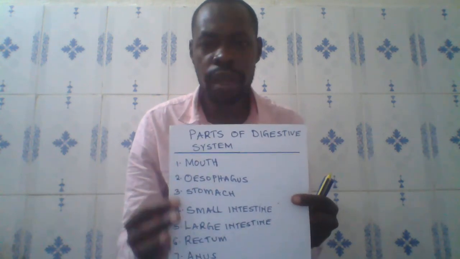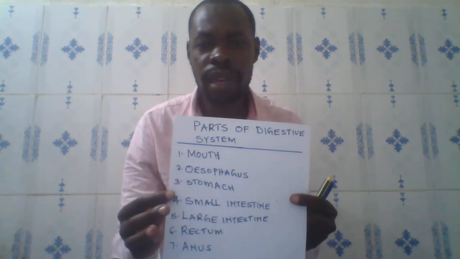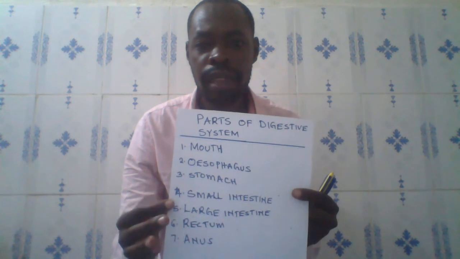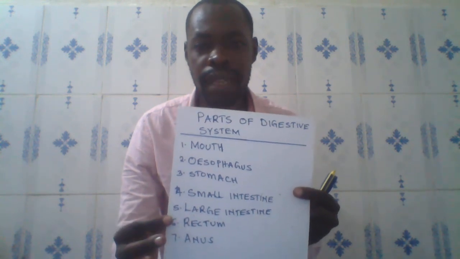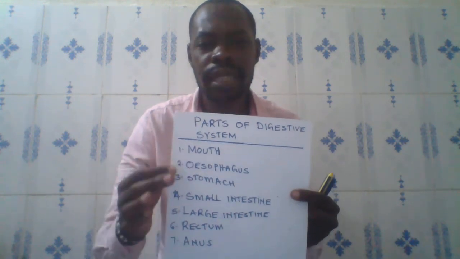Then, before we go further, we need to know the parts of the digestive system, learner. The following are the parts of the digestive system. We have mouth, esophagus, stomach, small intestine, large intestine, rectum, and anus.